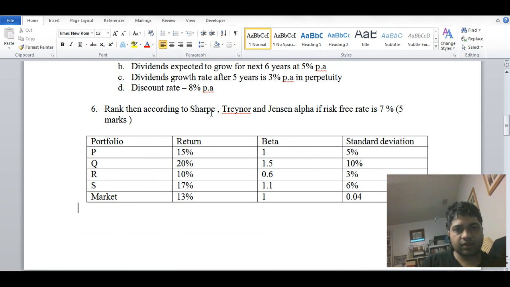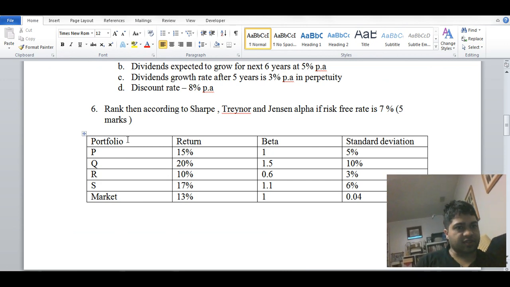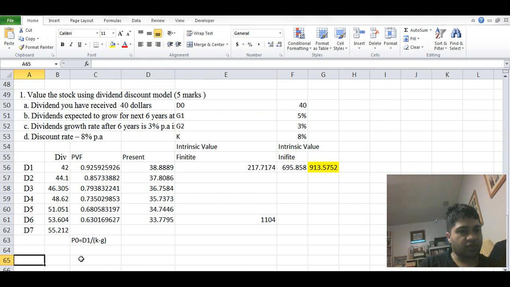The next question is Sharpe, Treynor and Jensen's alpha. If the risk-free rate is 7%, so they have given some details, and the risk-free rate they have given us is 7%. So let's try to solve that.